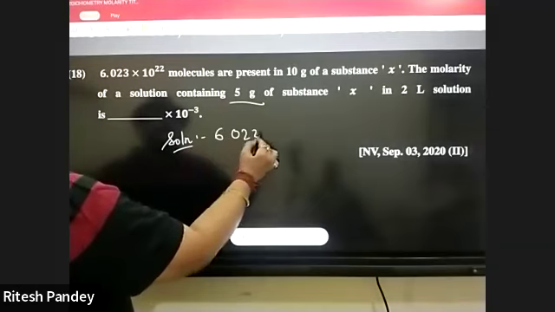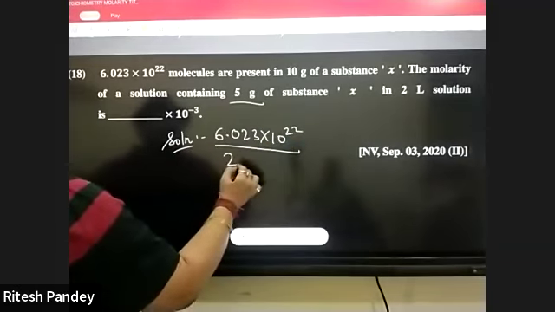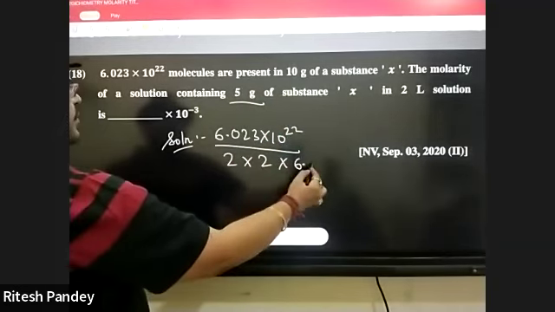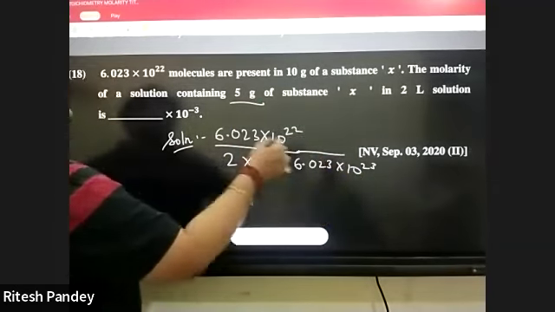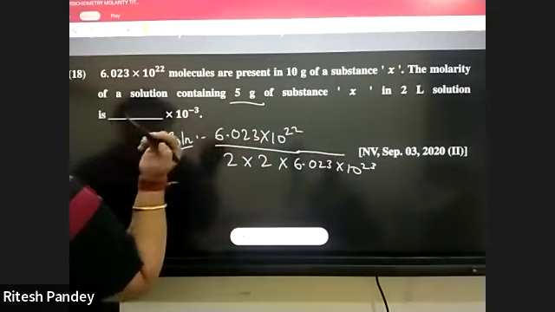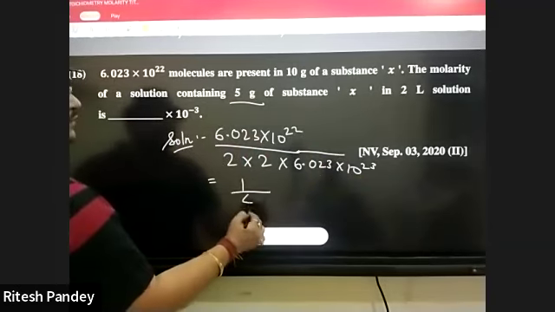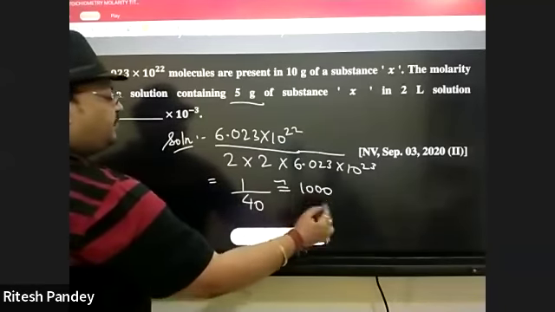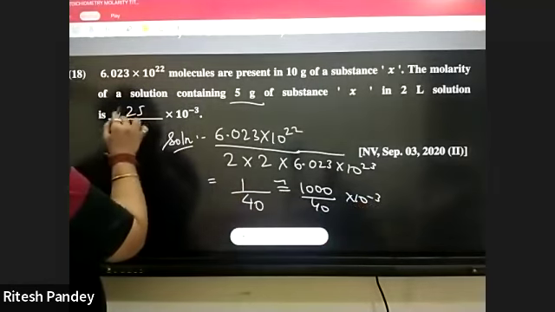So 6.023 into 10 to the power 22, and half of this will be present in half of 10 gram. And if it's 2 liters, it will be further half. And 6.023 into 10 to the power 23 is eventually going to be the number of moles and then the molarity per liter. So what does it give you? It gives you 25, which is 1000 upon 40 into 10 to the power minus 3. And 25 is indeed the right answer.